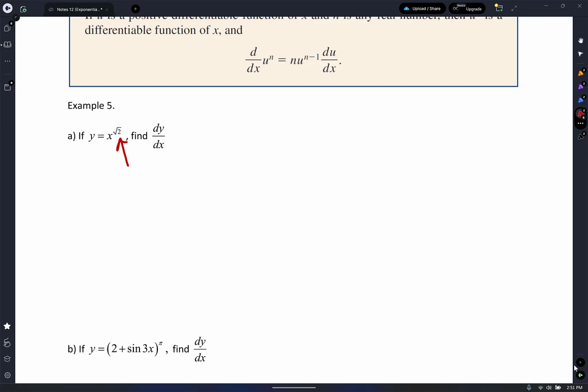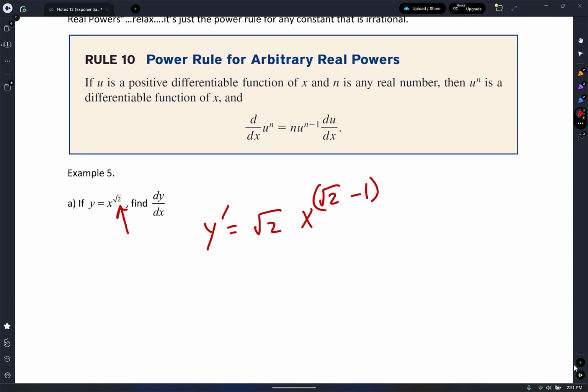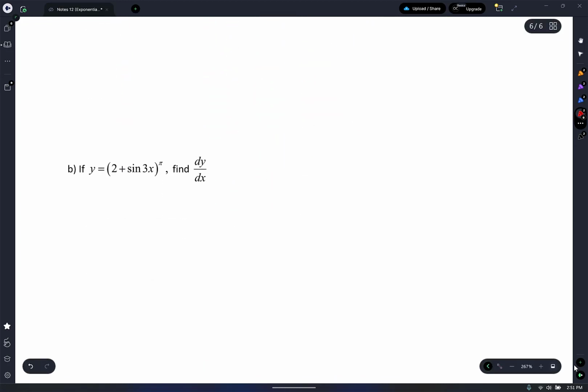All right, that's square root of 2. That's a constant. So that's x to the square root of 2. So the derivative of this, y prime equals square root of 2 in the front, x to the square root of 2 minus 1. Sometimes I put parentheses up there. It's just a polynomial. And that's it. You're done. It might not even be worthy of talking about, but I decided to put it in here.